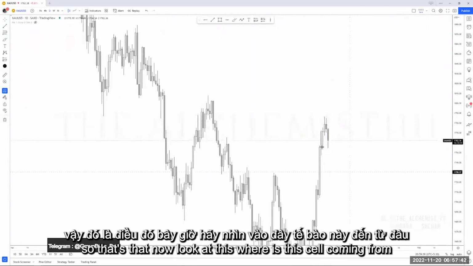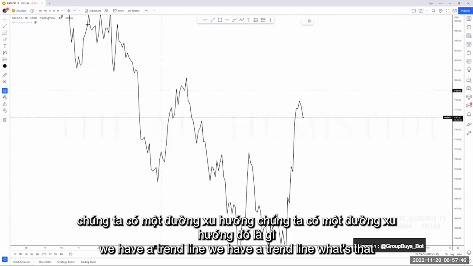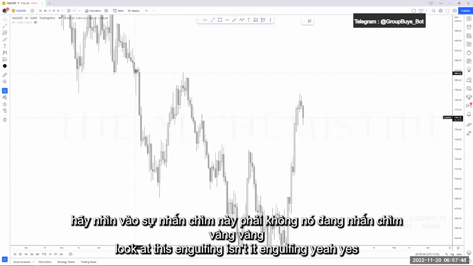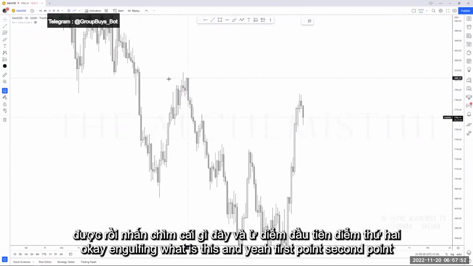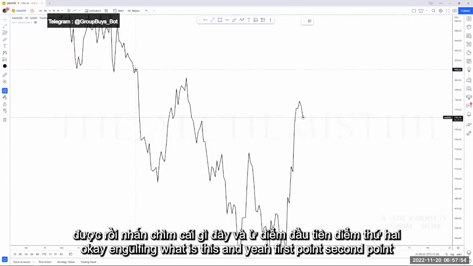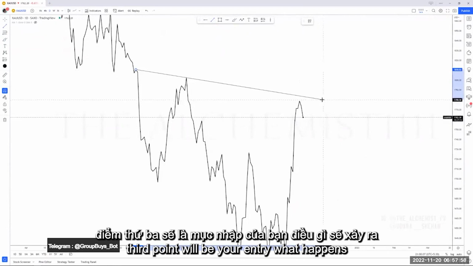Where is this cell coming from? We have a trend line. What's that? Look at this. Engulfing. Isn't it engulfing? Yes. There it goes. Okay, engulfing. What is this? Engulfing. First point, second point, third point will be your entry.